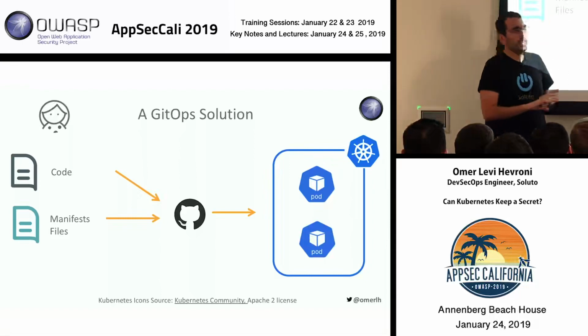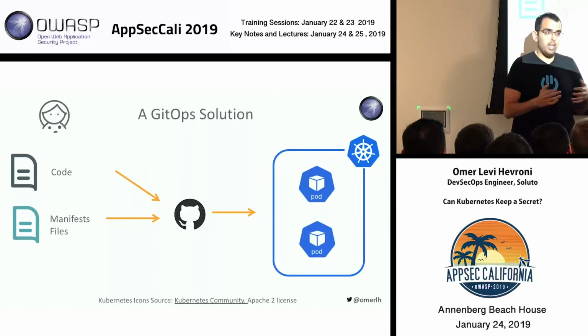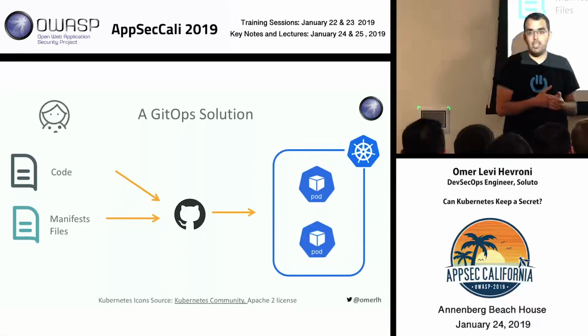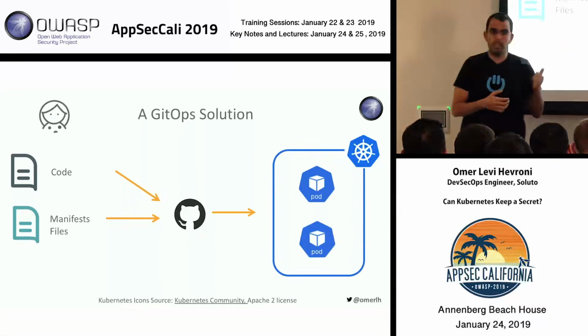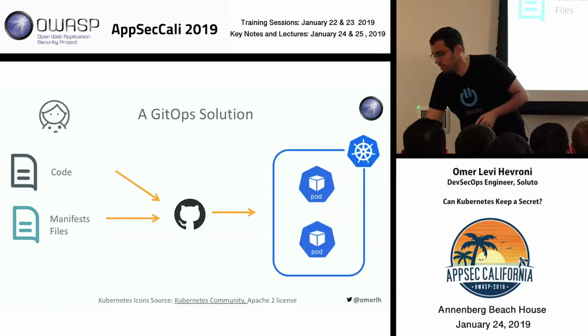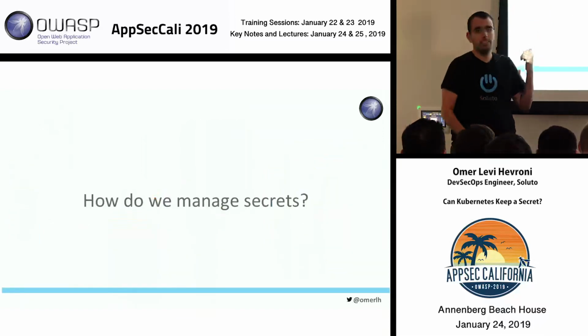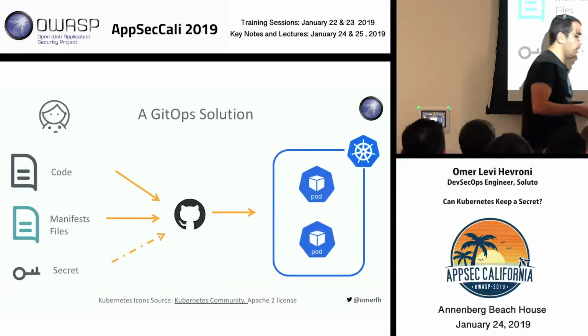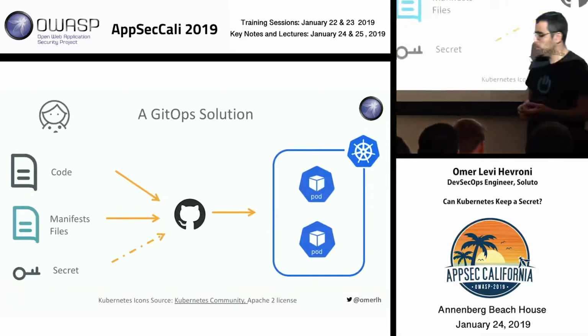So this is how a GitOps deployment of Kubernetes works. And we spend a lot of effort at Soluto in the DevOps team to make this flow as seamless and easy as we can. But there's one thing missing here: how we can manage secrets. Like, it's not there. And ideally, we would like to find a solution that will allow us to add the secrets to the flow.